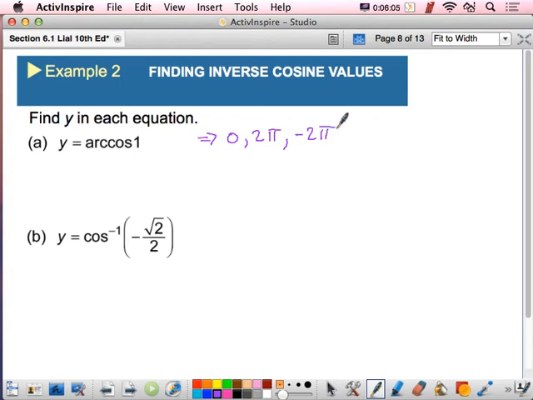Which one am I allowed to use? 0. Yeah, you are not allowed to go bigger than pi, and you're not allowed to go smaller than negative pi over 2. So they always have to be between negative pi over 2 and pi for radians, and negative 90 and 180 for degrees. So if you're having to choose between those different values, you choose the one that happens between there, which is 0. So the answer to this one is 0 radians.